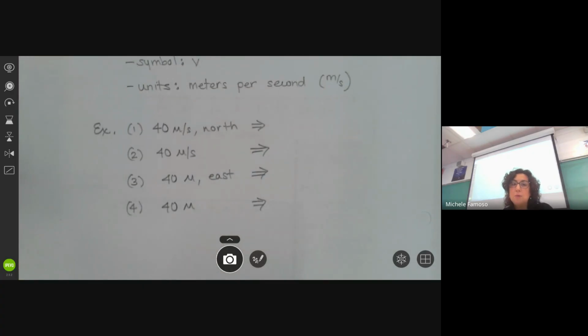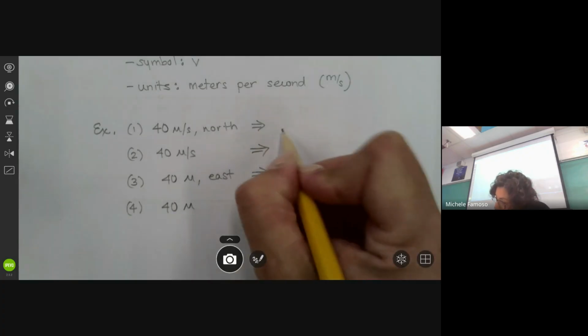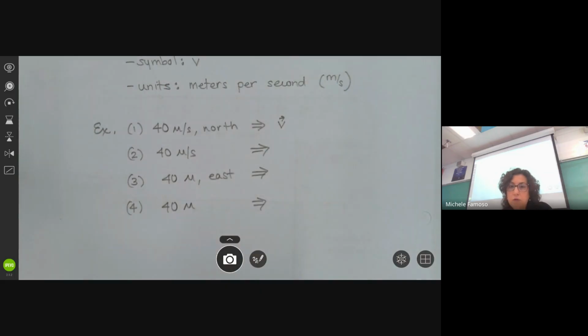All right, so 4 measurements. 40 meters per second north, 40 meters per second, 40 meters east, and 40 meters. Can you identify what those are measurements of? Anybody tell me what any of those 4 are? This is a velocity, V with the arrow over the top. That is correct. I've got a speed and a direction. So that is velocity.